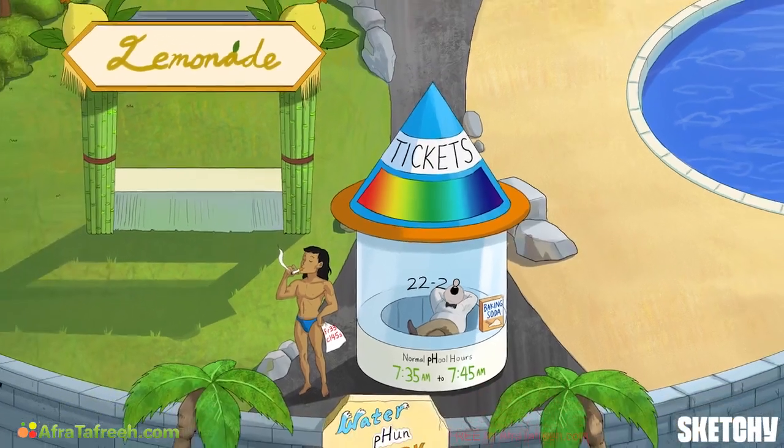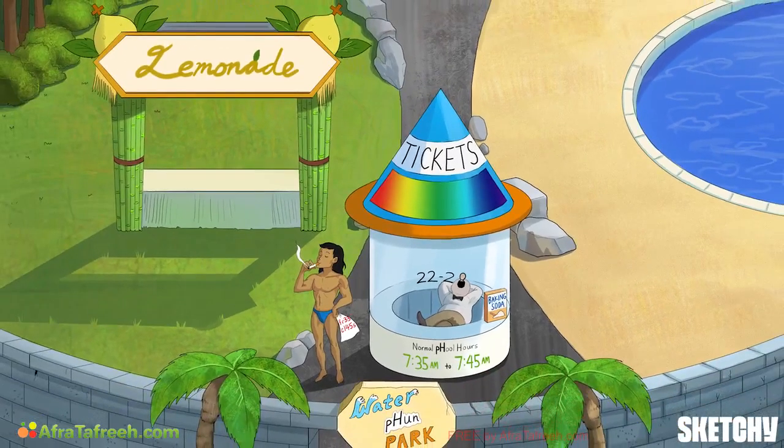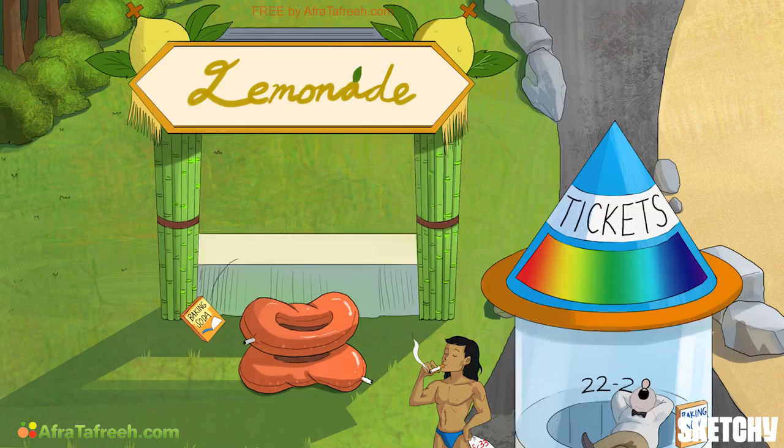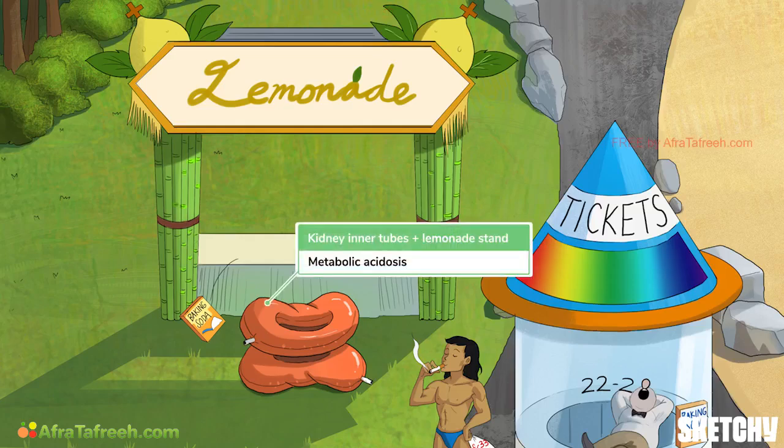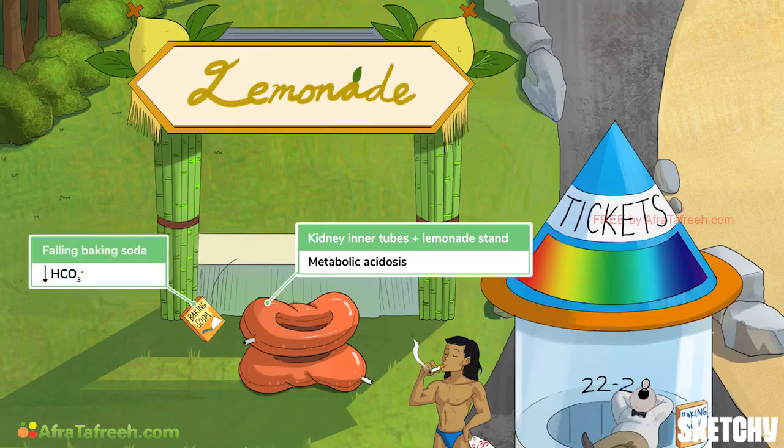All right, now that we've covered the normal values for PCO2 and bicarbonate, and how they work together to keep blood pH balanced, let's move on to the acid-base disorders and the compensatory mechanisms that occur to get blood pH back into normal range. To start, let's head over to this lemonade stand and these kidney-shaped inner tubes, our symbol for metabolic, to talk about, you guessed it, metabolic acidosis. Metabolic acidosis is characterized by a low blood pH due to a fall in serum bicarbonate concentration, which is why there's a box of baking soda falling off this lemonade stand.